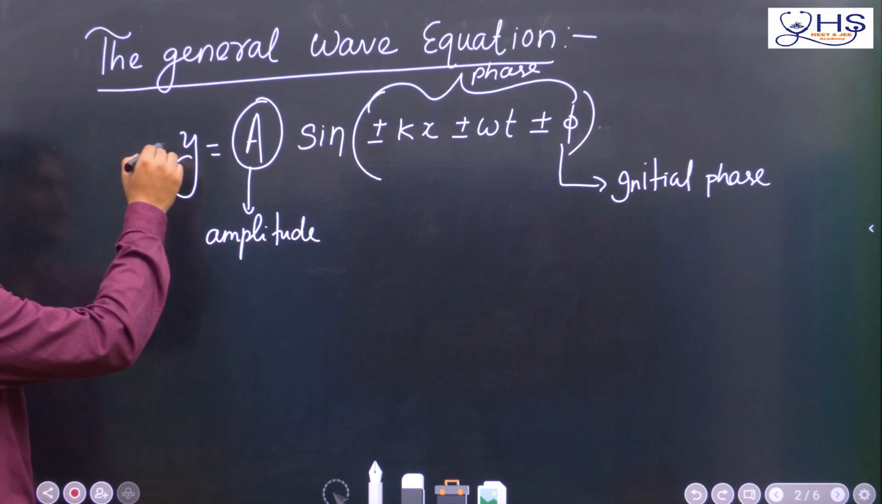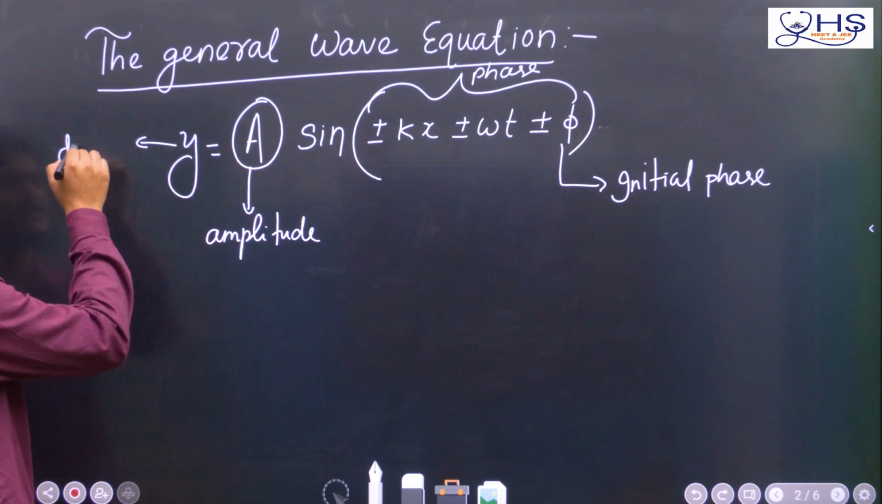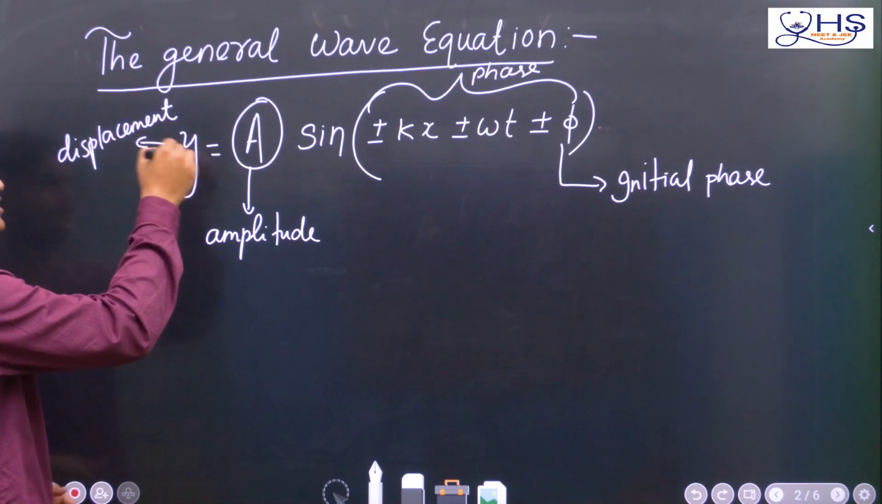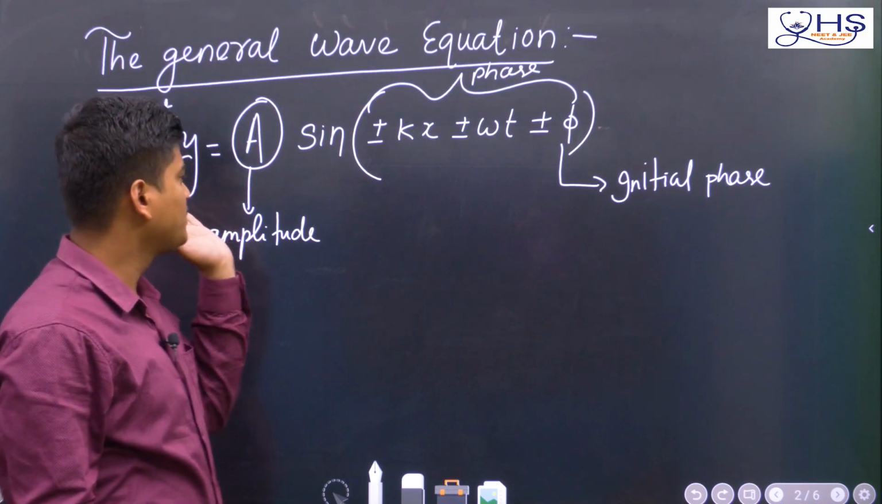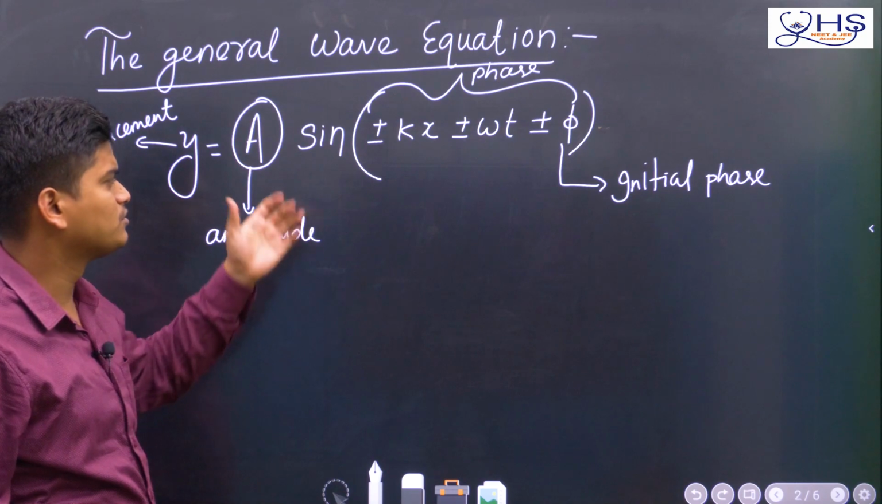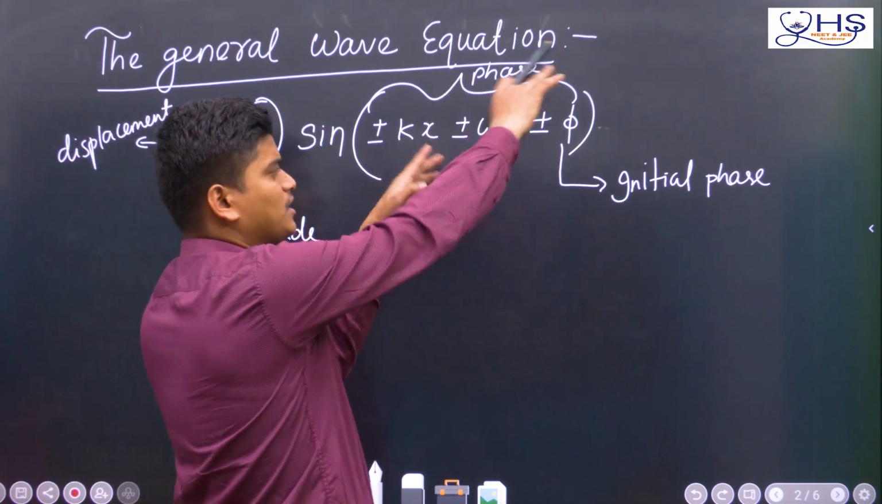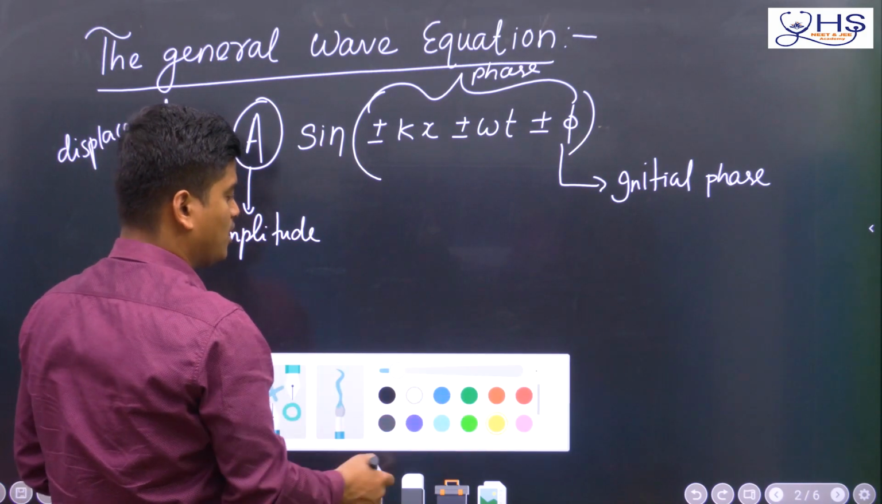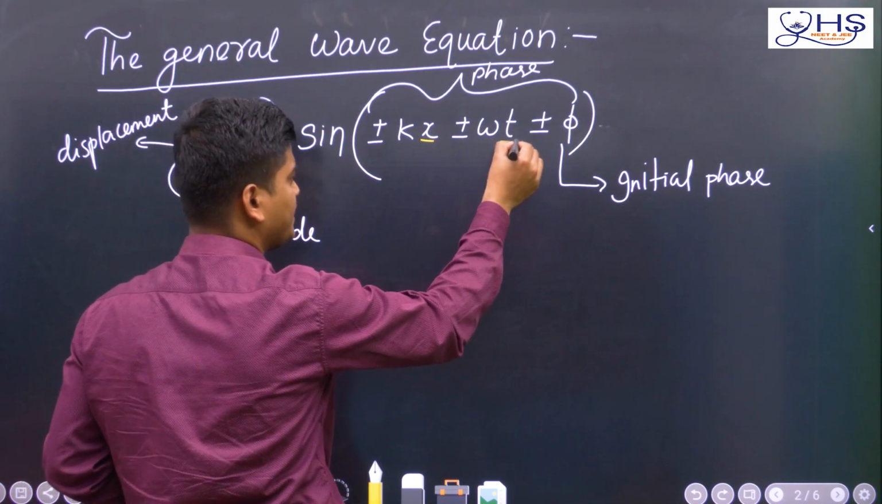And y is termed the displacement. Sometimes you can write displacement, or pressure, or density, it can be anything, but here normally we are taking displacement, and a is the amplitude. And whatever is in the sine bracket is the phase quantity.